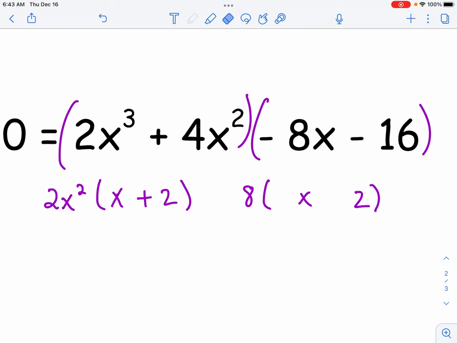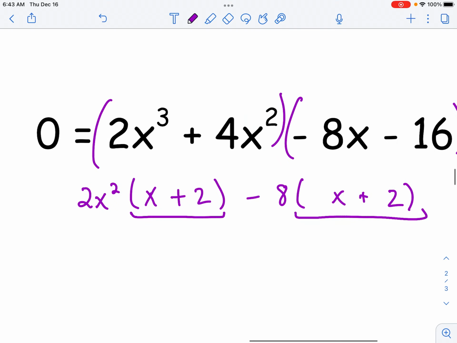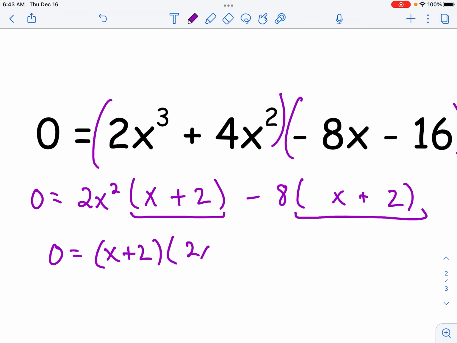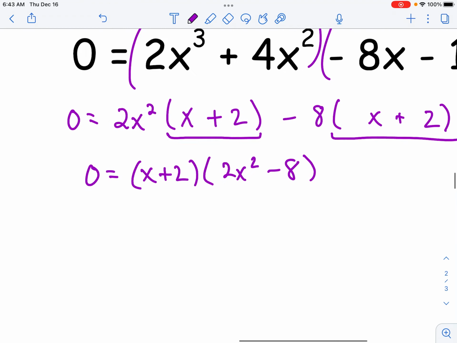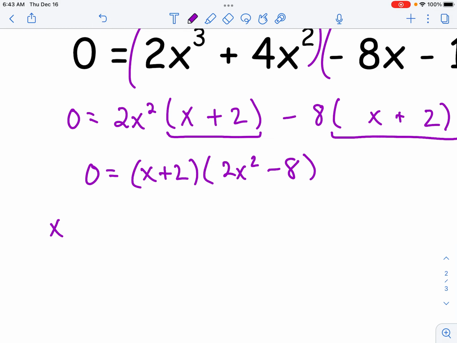So x plus 2. Now that we have these x plus 2's the same, we can pull that out. And we get 0 equals x plus 2 times, and then what's left over is 2x squared minus 8. So set each of those equal to 0 to solve. We get x plus 2 equals 0, and 2x squared minus 8 equals 0.